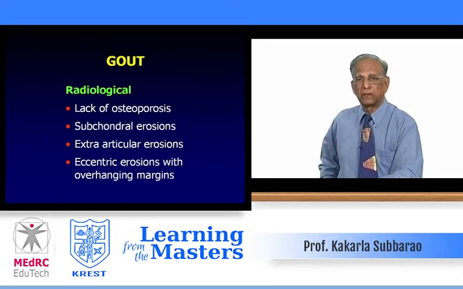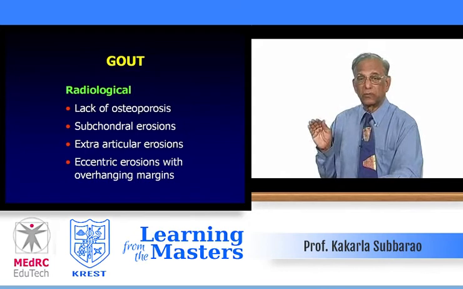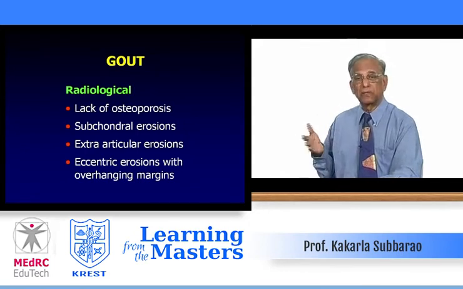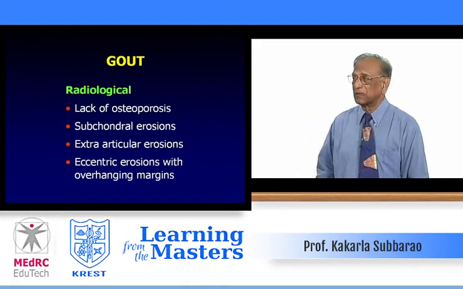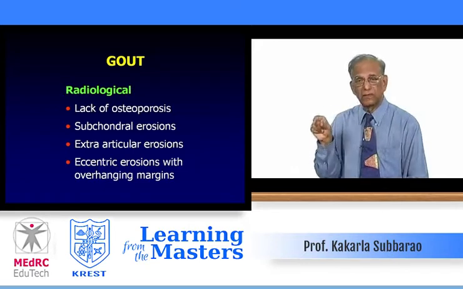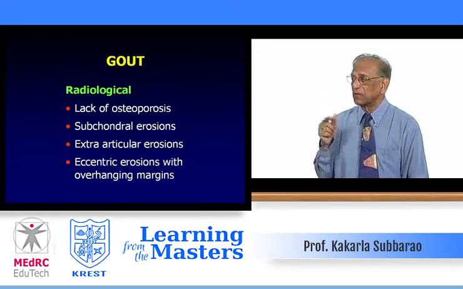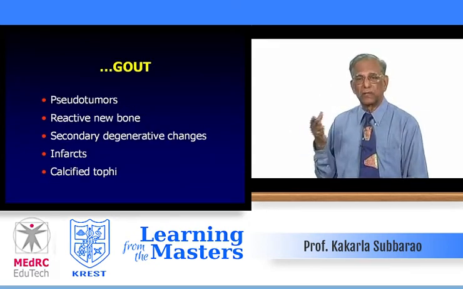Gout, to recapitulate what the radiological findings are: lack of osteoporosis. Lack of osteoporosis? No, generalized osteoporosis you may get because of the age factor. But lack of para-articular osteoporosis, subchondral erosions, we have mentioned already, extra-articular erosions, not only along the joint, but in the metatarsal shaft also may get erosions. Eccentric erosions with overhanging margins, that is typical. And then pseudotumors, occasionally you may get in the bone itself, cystic type of lesion because of the gouty deposits and may simulate a pseudotumor. Reactive new bone is present.